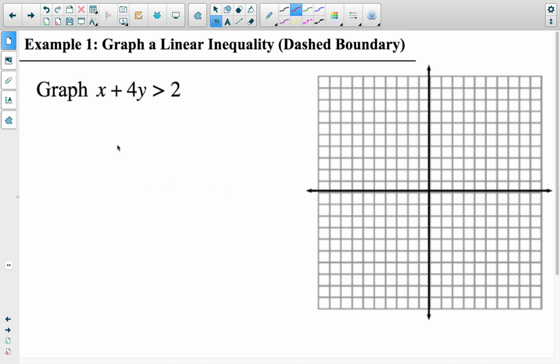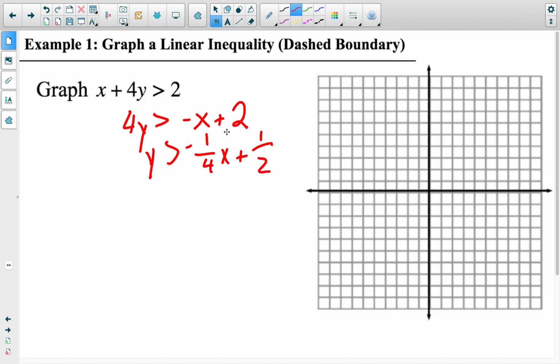Okay, so when you're graphing these, there are a couple ways to go about it. If you like working with slope-intercept form, then you can rearrange this inequality into slope-intercept form. So if you subtract x from both sides and then divide both sides by 4, you have something in slope-intercept form, and then you're going to graph this like you would a line in slope-intercept form, keeping in mind we want to use open circles and a dashed line. It would work like that.